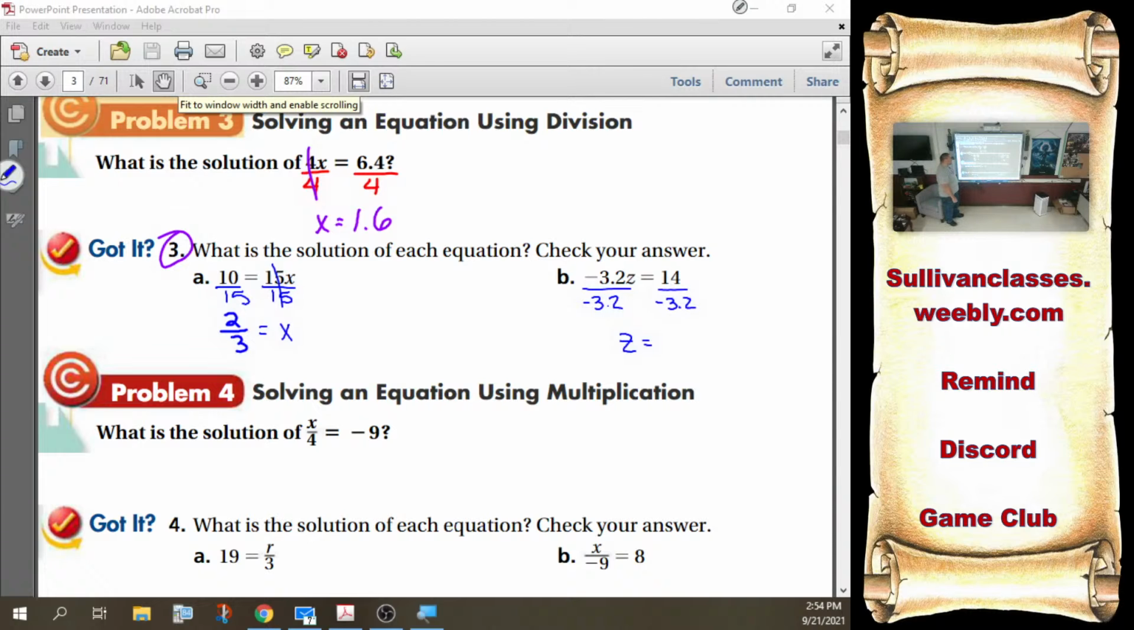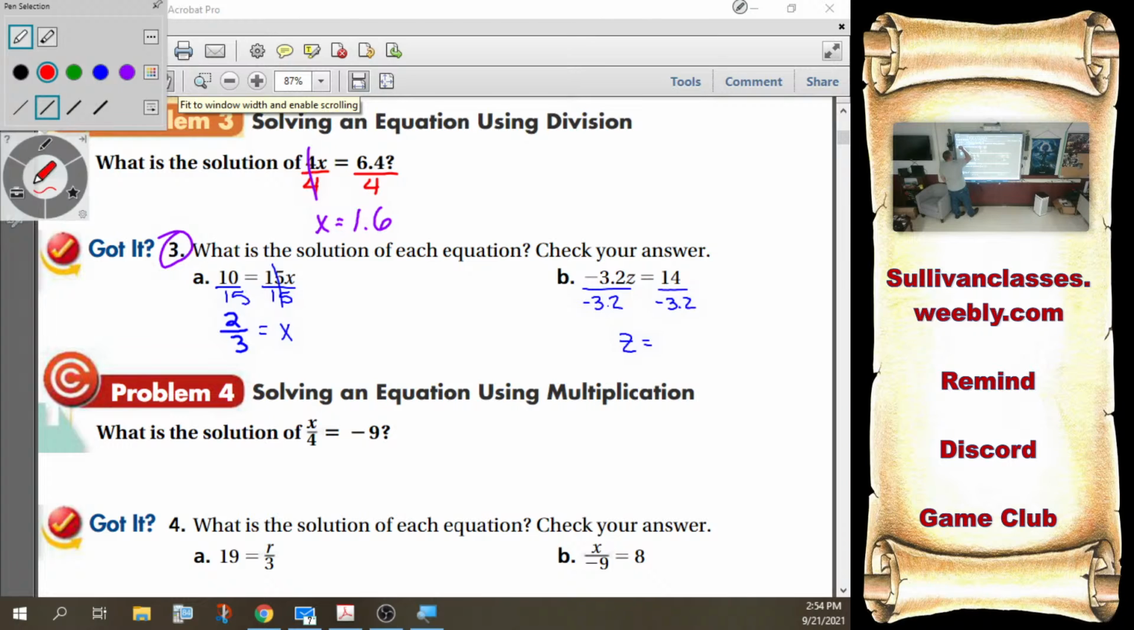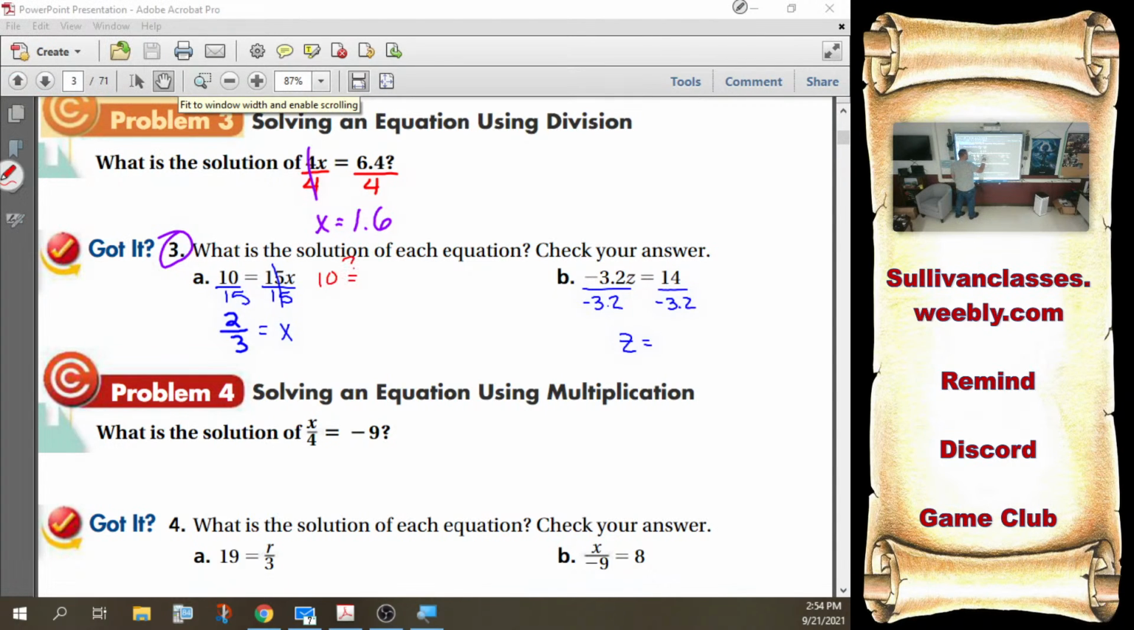It does say to check my answer, so off to the side I say 10. Does that really equal 15 times x, and I said that x was 2/3? Y'all remember how to do this? 15 times 2 is 30. 1 times 3 is 3. That's 30 over 3. Does that really equal 10? Okay. I'm assuming you know how fractions work, or you've got a calculator that's going to fraction for you. I would rather you knew how fractions work.